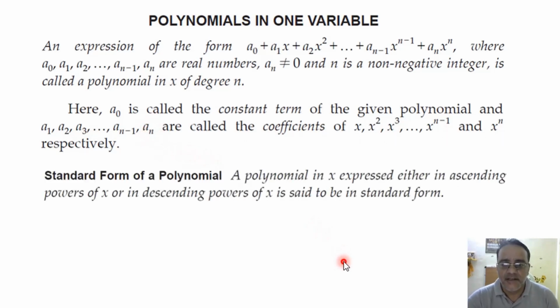So let us move towards another topic, the standard form of a polynomial. A polynomial in x expressed either in ascending power of x or in descending power of x is said to be in standard form. Usually we write the powers in decreasing order, first 3, then 2, then 1. And suppose the degree of the polynomial is 5, then we will start it from 5, 4, 3, 2, 1 like that.